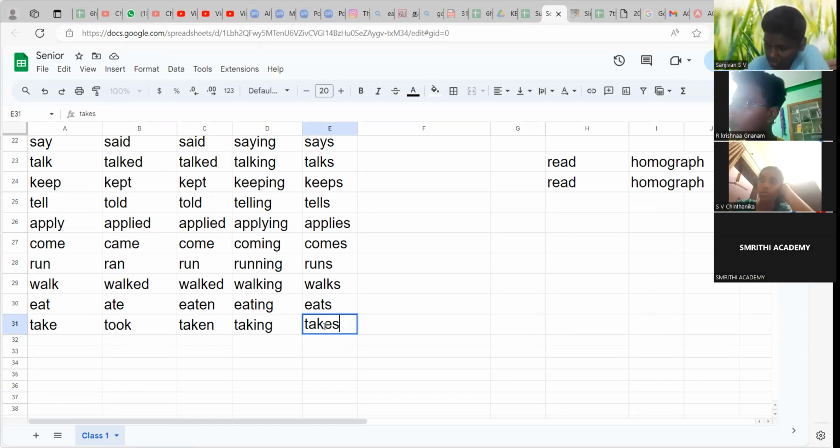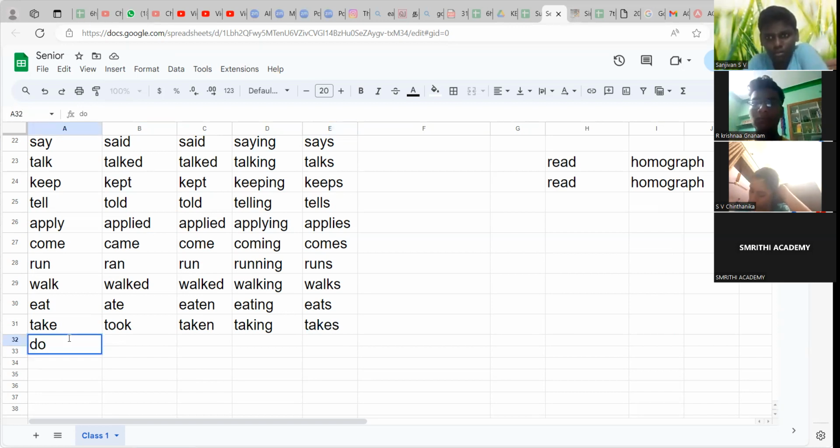Easily we are able to grab these many words. We are able to write. We are able to do so many words here. Do. Big word, big verb. You are going to look into this.